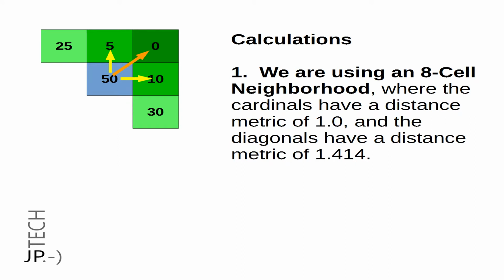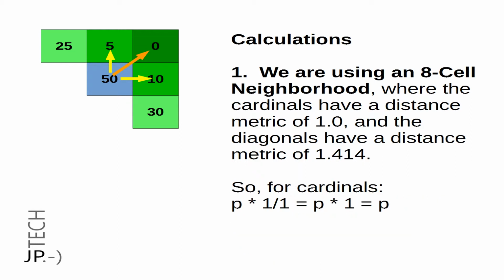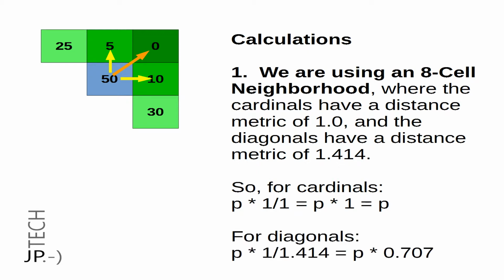First, again, we're using an 8-cell neighborhood where the cardinals have a distance metric of 1 and the diagonals have a distance metric of 1.414. If the distance metric is m, the pressure of the local cell compared to its neighbor is p times 1 over m. So for cardinals, we simply use p because p times 1 equals p. For diagonals, we use p times 0.707.